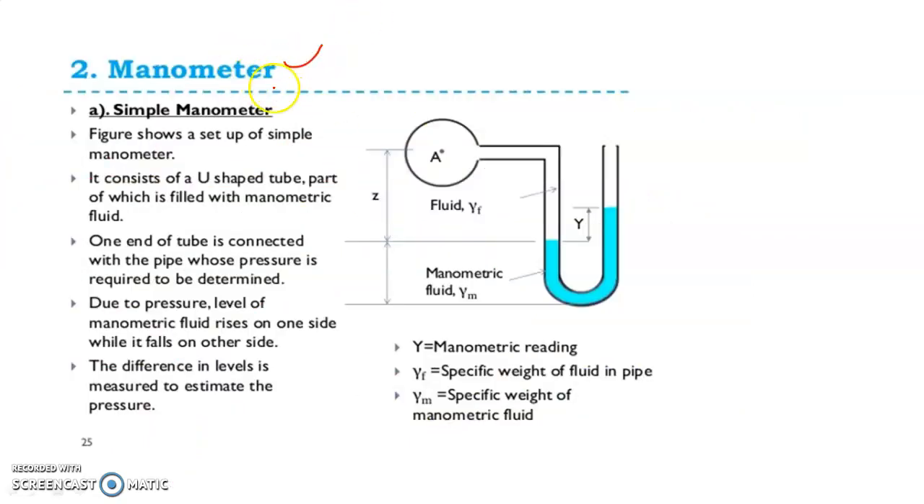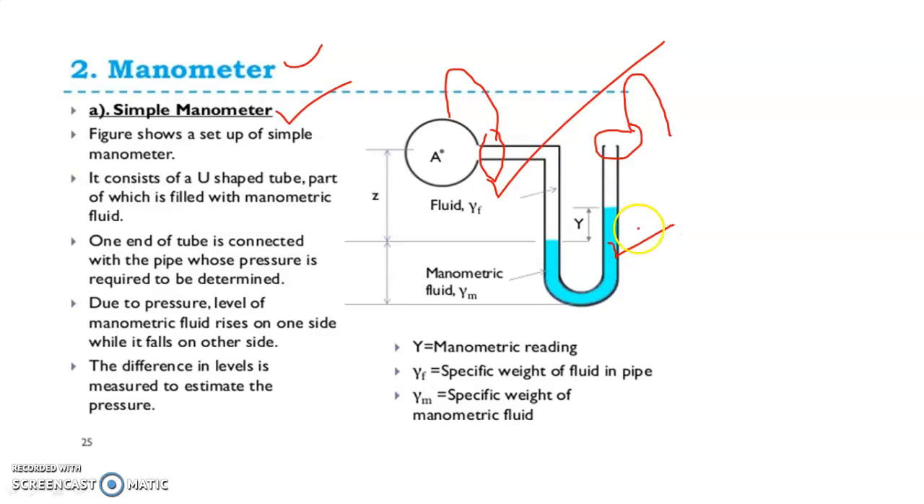So manometer, under that the first one is the simple manometer. A manometer generally has two ends. So this is the first end and second end. One end of the manometer is connected to the pipe, another end is open to the atmosphere. Clear. So next, a manometer is always a U-shaped glass tube. It consists of two fluids. One is a given fluid, another one is the manometric fluid.